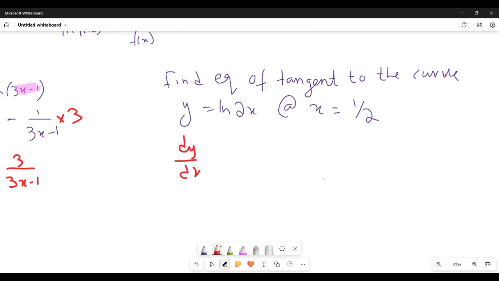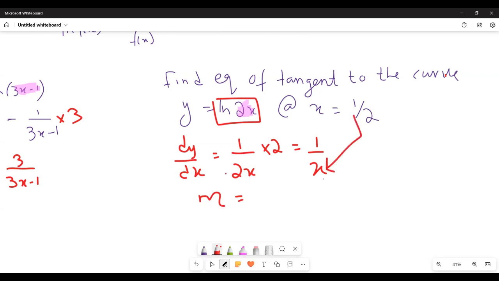dy over dx would be 1 upon f(x), which is 2x, times the derivative of this, which is 2. So that's just 1 upon x. And we'll get the gradient, the slope, by substituting this half here. So 1 upon half is 2. So the slope of the tangent is 2.